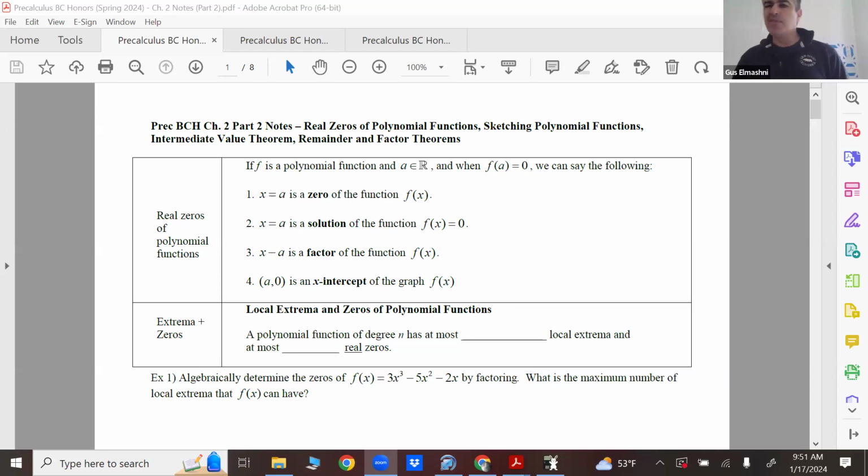Remainder and factor theorems we won't get to today, because that's an extension of synthetic and polynomial division, which I'll talk about, but I'm not going to do the extensions of that until Friday.